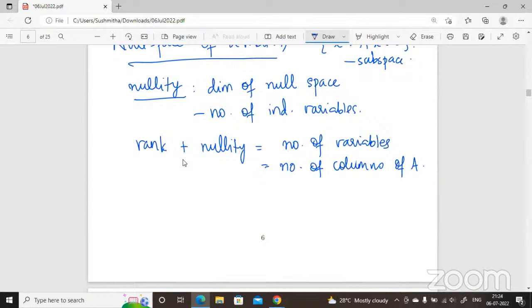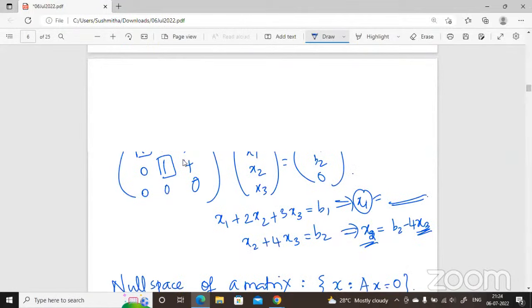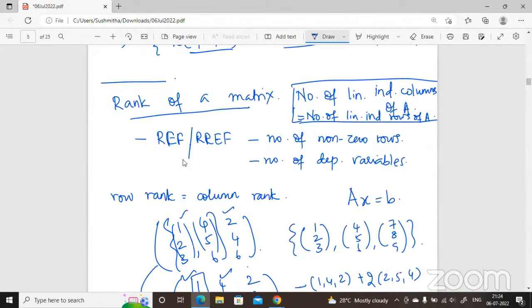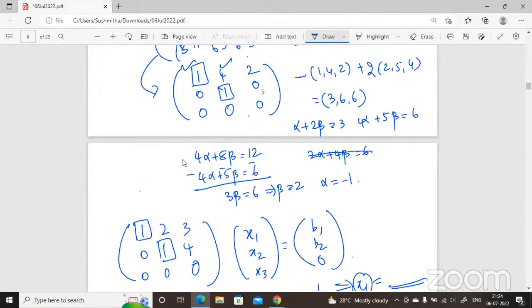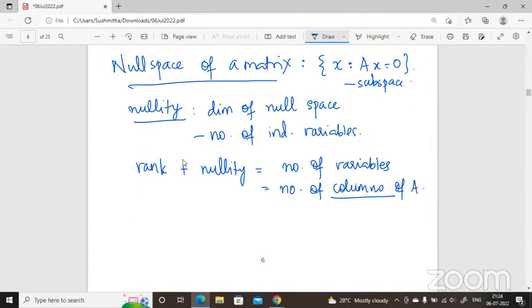Right? Yes. That is why columns are nice. That's why we talk about columns everywhere. Even though rows also play the same role here, we still talk about columns because columns are special: every column is a variable. Dimension of null space means the number of elements in a basis of the null space.